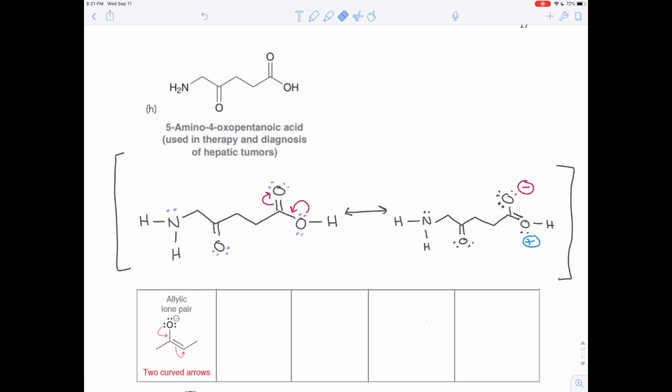And so this is 5-amino 4-oxopentanoic acid, a drug used in hepatic tumors. The true drug doesn't have a double bond here or a single bond. It's something in between. And it doesn't have a single bond here or a double bond, something in between. And the charges are not full charges. They're also not 0 charges. There's something in between. And the significance of this is that this molecule, because it has resonance, is more stable, and it's also more rigid. And those are things that make it a good chemical messenger, or in other words, a medicine.